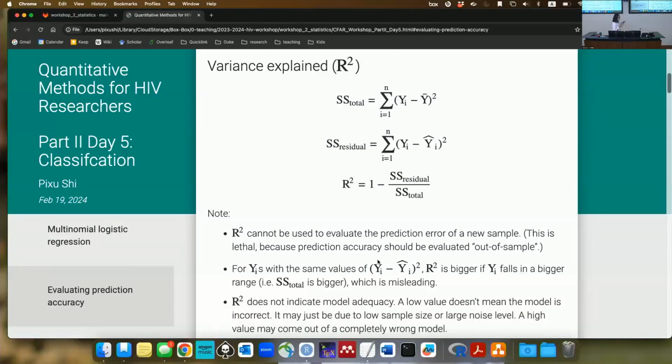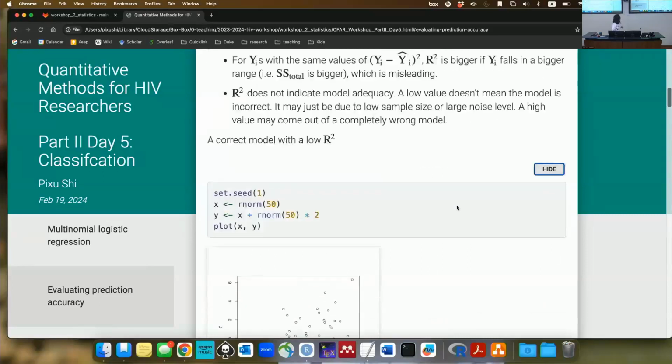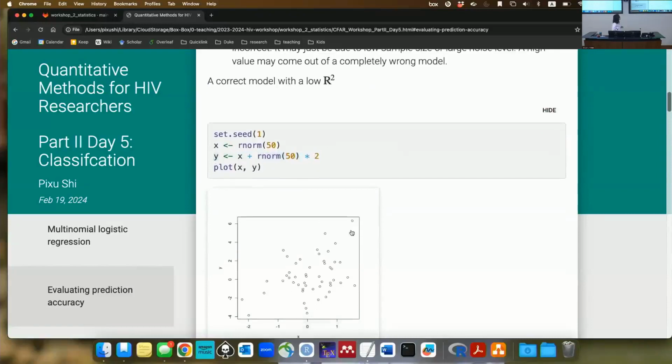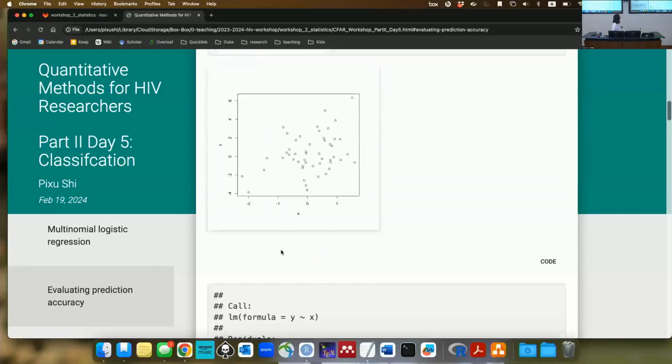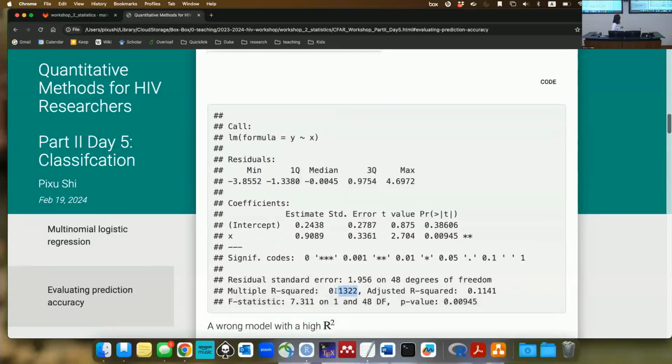And also R square doesn't tell you whether your model is wrong or right. R square characterizes a linear relationship between y and x. But in many of the situations, when you have a nonlinear relationship, it can still give you a large R square. So here I have two examples. In this first example, I simulated the data using exactly the linear model. Y is x plus some noise, but because the noise is very large, you can hardly see the linear relationship here. And if you calculate the R square, it's quite small. It's only 13%.